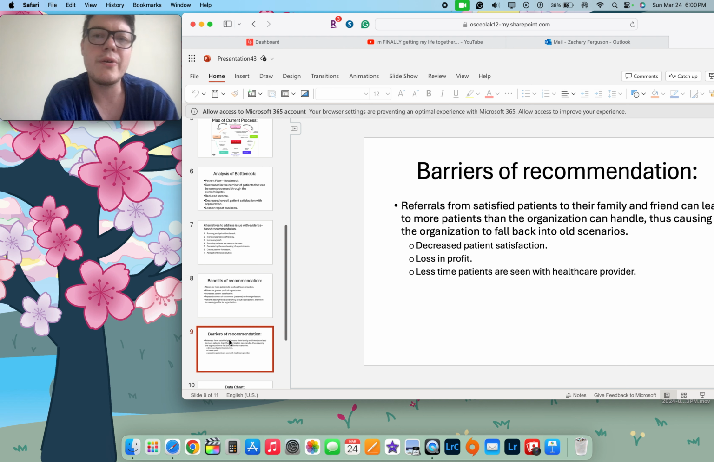Now looking at some barriers to this plan. So referrals from satisfied patients to their families can lead to more patients being seen. However, that can lead to the organization falling back to the way it was before, where there's not enough healthcare providers, so there's more and more patients. Decreased patient satisfaction, loss in profits, and fewer times patients are seen by a healthcare provider.